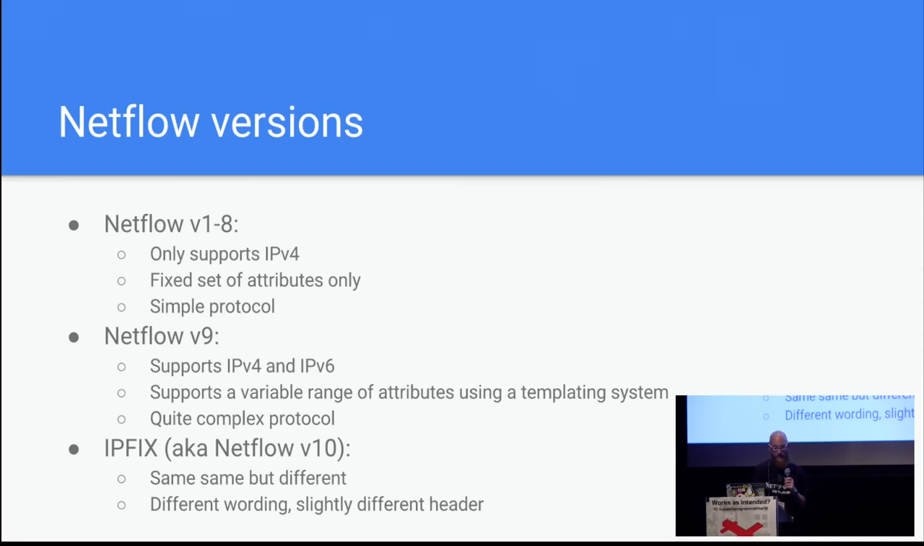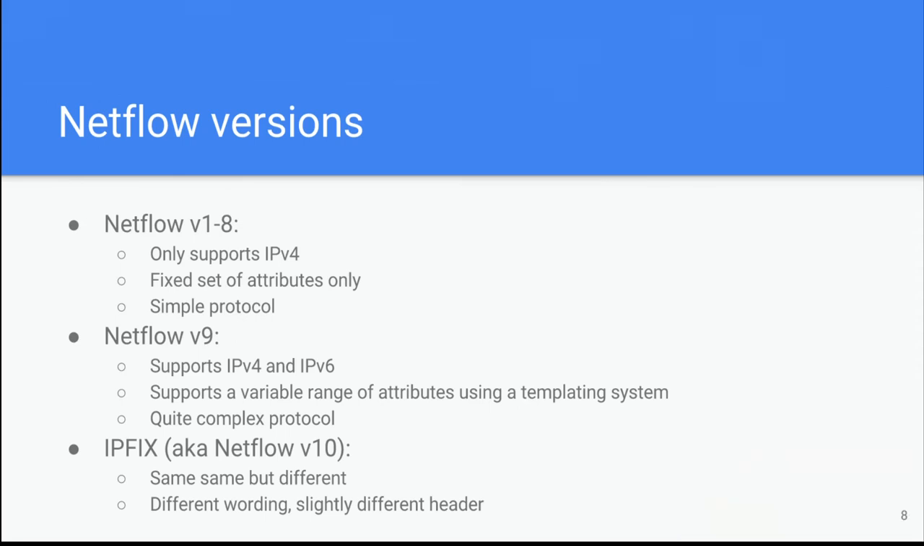So there are different NetFlow versions out there. Just to make it short, NetFlow versions 1, 5 and 8 only support IPv4, so I wouldn't consider using them at all. They only support a fixed set of attributes, which means if anything changes in the network environment, like you add MPLS to your network and you want to have MPLS labels on the packets, you want to see which label was used to forward a packet, and you have a NetFlow version that doesn't support MPLS, yeah, you're screwed. You have to wait for a new NetFlow version. That's how it was in the past.